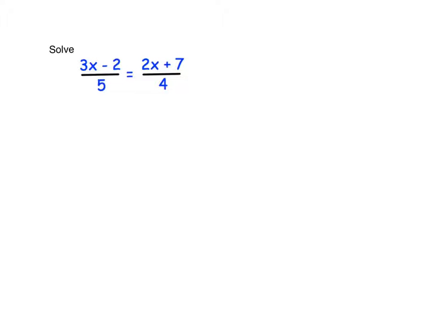Solve this algebraic fraction. So we know that we need to have a common denominator. The common denominator of 5 and 4 is going to be 20. So I need to get (3x - 2)/5 to be something over 20, and I need to get (2x + 7)/4 to be something over 20.